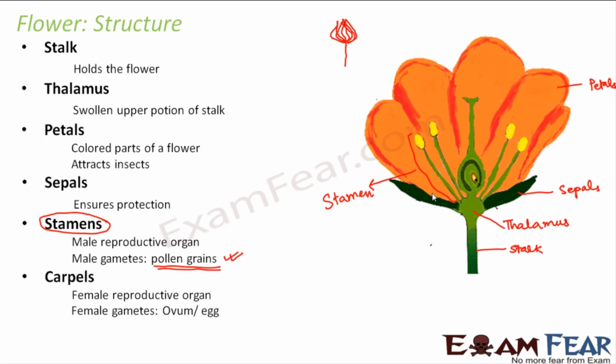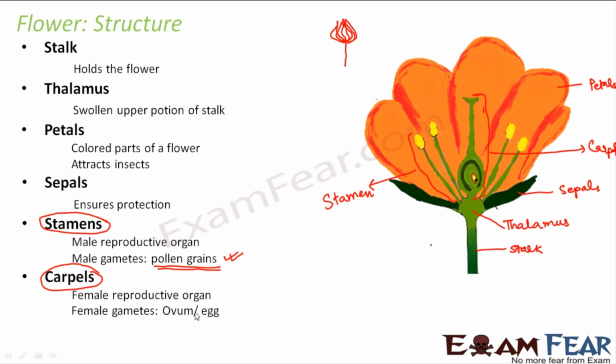And the last part is the carpel, that is the female reproductive organ. That means this part is going to produce the female sex cell. So here, which is the carpel? This entire portion is the carpel. You see, this is a flask-like structure and this is the carpel. Inside the carpel also there are different parts. We will study that in the next slide.